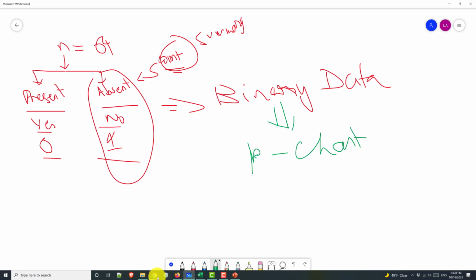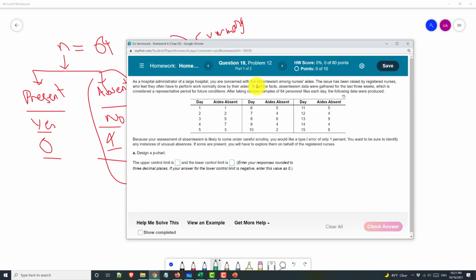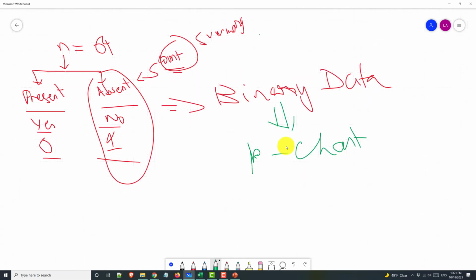So just by the description of what the data is, I can determine that I need to use the p-chart. Okay, and the slides also talk about this. Let me just show you this slide for the p-chart.